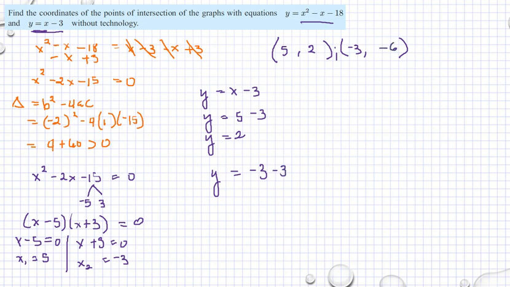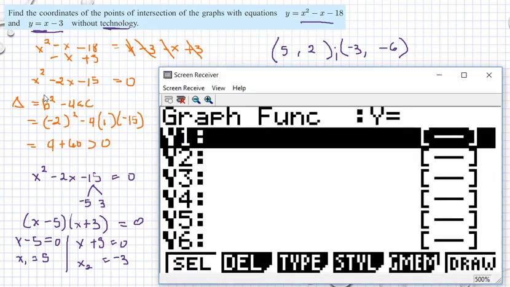So find the coordinates of the points of intersection of the graphs with equations. Then we have two functions there. As they said, we were not going to use technology. We already solved it, and then we are just going to check our answer by using the graphing calculator. I will show you my screen. Here's my screen. I am using a Casio FX9750G2. So if you have the same, then you can follow along.